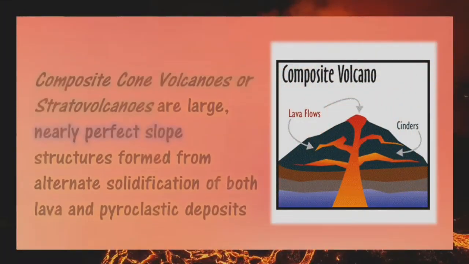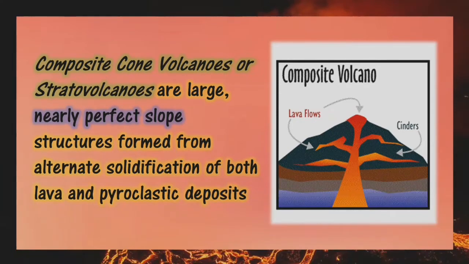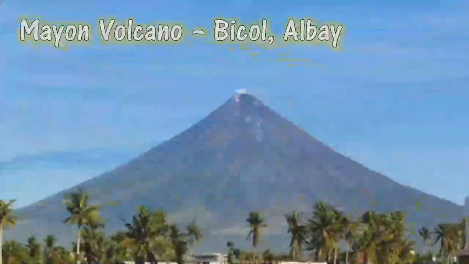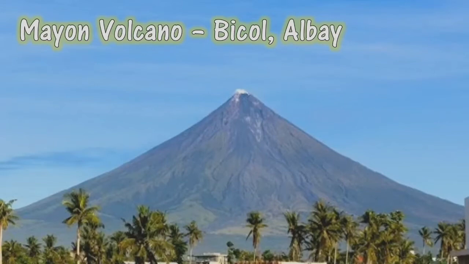And lastly, the composite volcanoes. Composite volcanoes or composite cone volcanoes are also known as stratovolcanoes. These are large, nearly perfect slope structures formed from alternate solidification of both lava and pyroclastic materials. Example, our very own Mayon Volcano in Bicol, Albay.